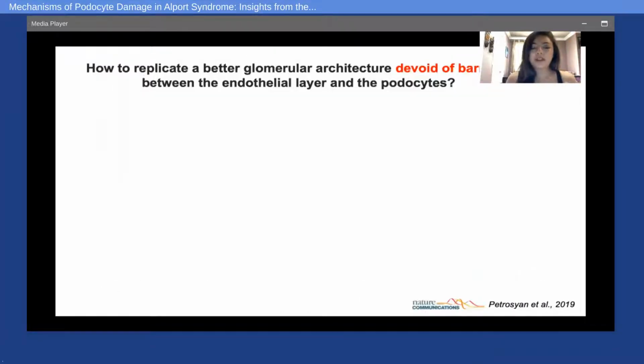So how do we replicate a better glomerular filtration architecture that is devoid of barriers between endothelial cells and podocytes, to allow them to create this complex glomerular basement membrane for us to study?